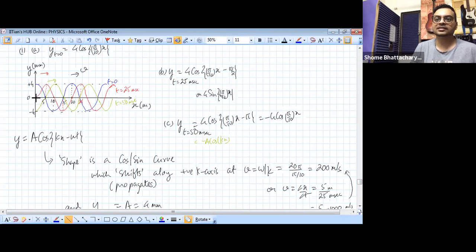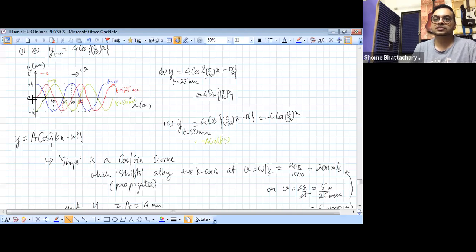Then a quarter of a cycle later, how do I know it's a quarter of a cycle? Because I've seen the time period was 0.1 seconds or 100 milliseconds, and here it is 25 milliseconds, that's a quarter of a time period, and this is 50, that's half a time period. So you can see that this is going from plus a to 0. In that time, this is going from 0 to plus a. Then this is going from 0 to minus a. In that time, this is going from plus a back to 0.